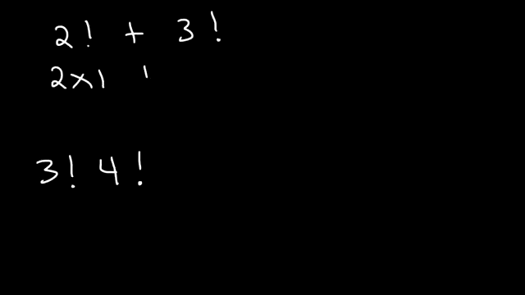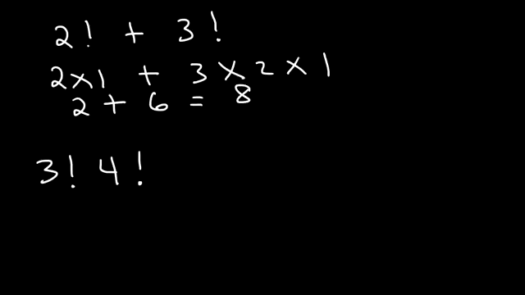Now what about 2 factorial plus 3 factorial? Go ahead and evaluate that. And also evaluate 3 factorial multiplied by 4 factorial. Now 2 factorial is simply 2 times 1. 3 factorial is 3 times 2 times 1. 2 times 1 is 2, 3 times 2 times 1 is 6, 2 plus 6 is 8. And that's it for that.